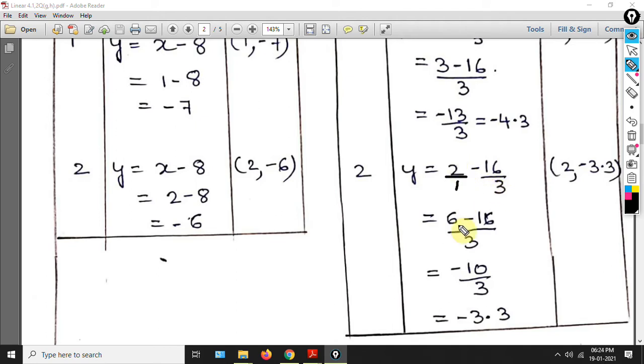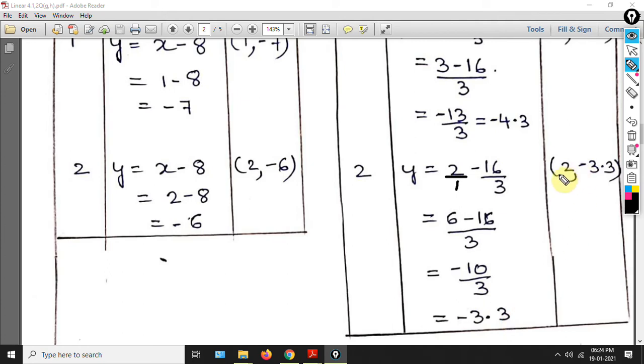3 2s are 6. X minus is there, we are writing minus. 1 16s are 16. Whole divided by, we will multiply the denominators. 1 3s are 3, we will get equal to, what is the sign for the bigger number? Minus. So we are writing minus. From 16 if you remove 6 we will get 10. 10 divided by 3. Here minus is there, we are writing as it is. If 10 is divided by 3 we will get 3.3, okay.